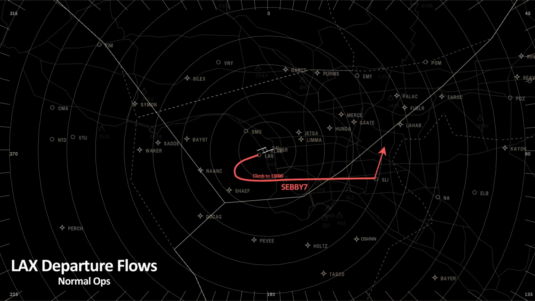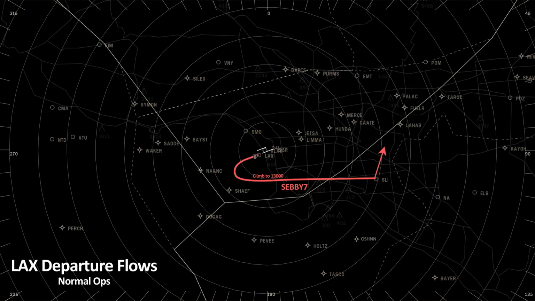So that's the Sebb E7. An interesting tidbit from real life is that this departure from LAX is almost never used in real life. In fact, there's specific instructions on the Sebb E7 departure that it should not be used as long as another particular departure is available, one called the Loop 6. And the Loop 6 departure, which is probably the most commonly used departure out of LAX, is actually not even in the simulation, which is kind of interesting and amusing.